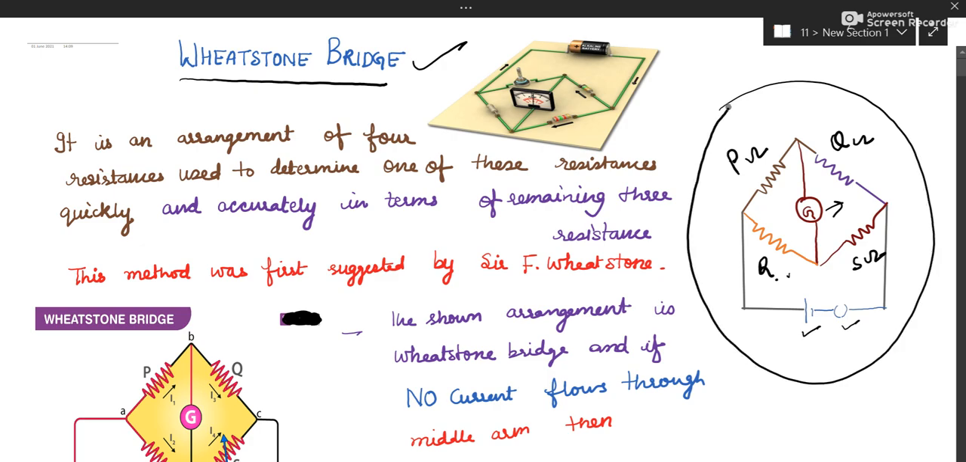What is it used for? It is used to find out one of these resistances. Three will be known to you and the fourth one we'll have to find. So this is used for that purpose. The structure was devised for the first time by the scientist Wheatstone. So after his name, the structure has been named.